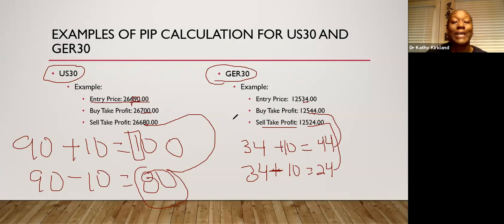Now, if you're doing a sell stop, you use those same numbers and then you subtract or add depending on whether you're trying to do a buy or a sell. Okay, and that's the Cliff Notes version on that one.